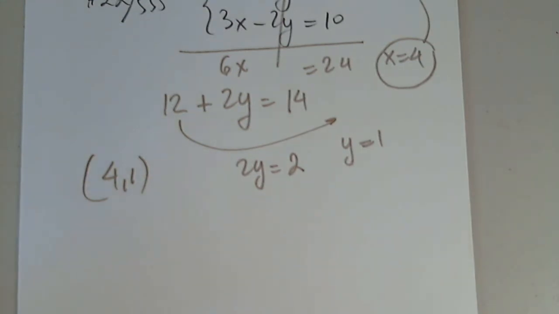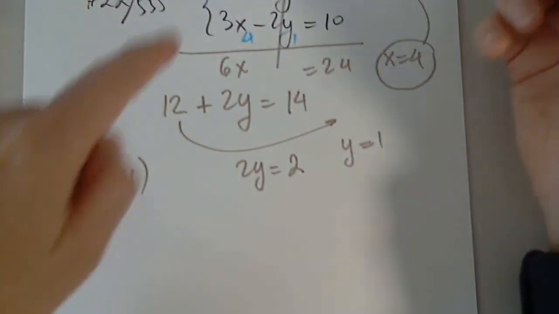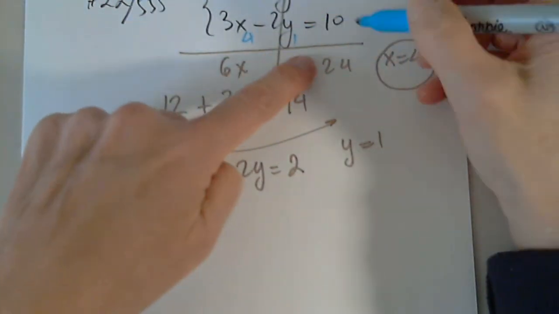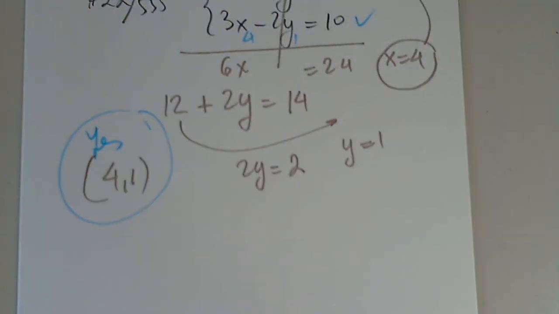Do I trust this? No. (4, 1). Okay, 12 plus 2, 14. Yes. 12 minus 2, 10. Yes. Only now I'll say yes.